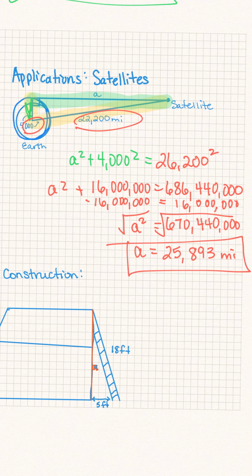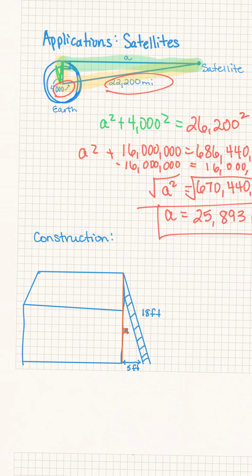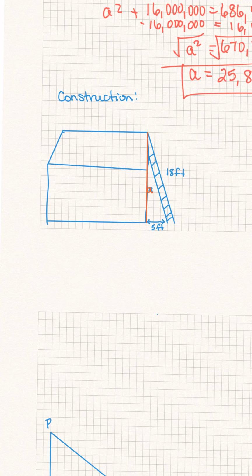Kind of cool. So now let's apply it to construction. The bottom of an 18-foot ladder is 5 feet from the house. Find the distance from the top of the ladder to the ground. Round to the nearest tenth of a foot. Go ahead and try to do this one on your own, and then come back to me and see if you got it right.